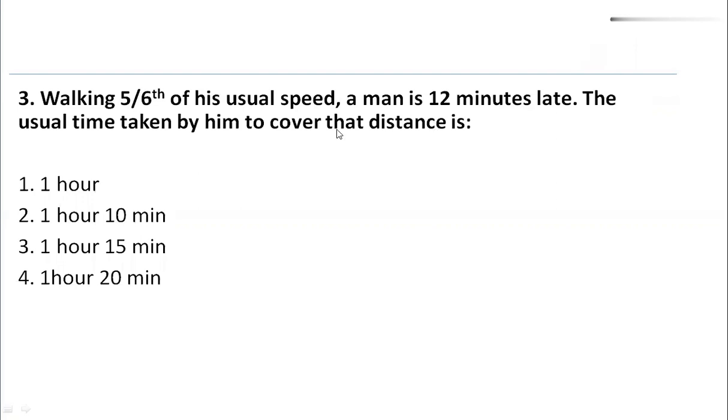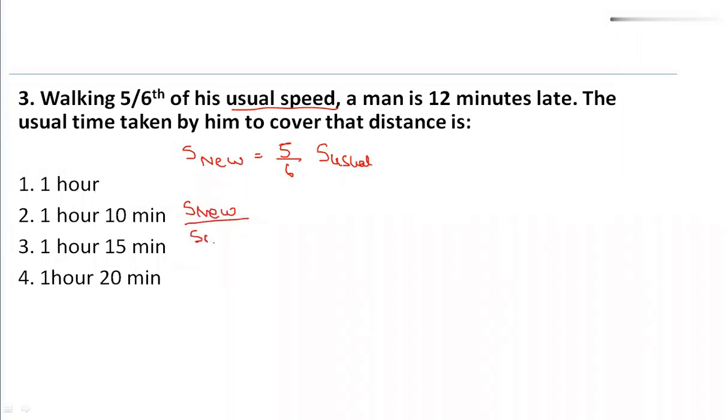Okay. So let me help you to understand. Walking 5 by 6 of his usual speed. So what is usual speed? Usual speed means the normal speed or the basic speed that every day he is using to go to the particular place. But now he is walking with 5 by 6 of his usual speed. That means his new speed is equal to 5 by 6 of his usual speed. Yes or no? Yes. That means if you take a ratio, his new speed to his usual speed is nothing but 5 by 6.